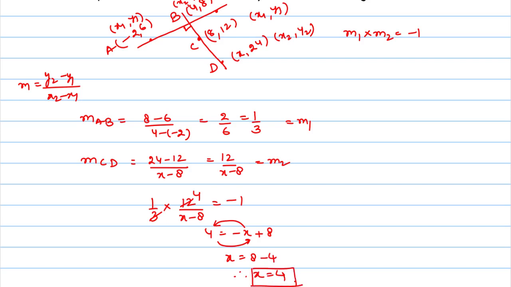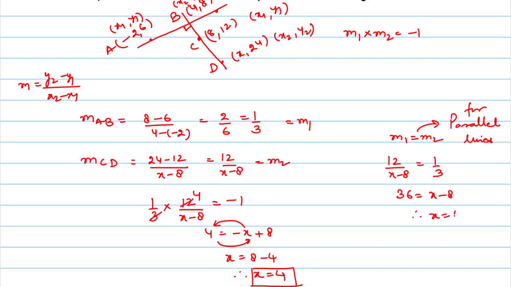Had the question said that the lines are parallel instead of perpendicular, then what would we have done? We would have equated m1 and m2. This would have been the case for parallel lines. Then too we could have found out x. In that case, 12 upon x minus 8 would have been equal to 1 by 3. Therefore in that case 36 is equal to x minus 8. Therefore x would have been 44. You could have made the same question turn into parallel lines.